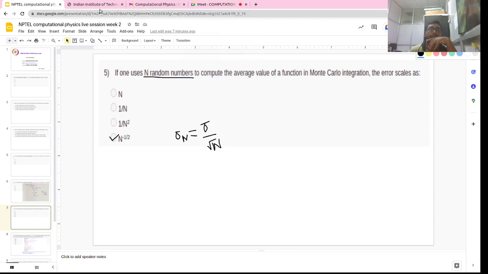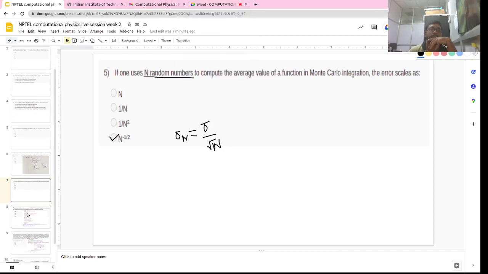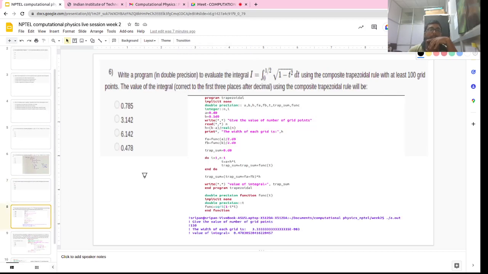Okay, sir. So let's move on to the next question. So here is a trapezoidal integration. Maybe the faculty also performed an integration in the lecture. So here you have an integrand in the form of root over 1 minus t square, and the lower limit is 0, upper limit is 1 by 2, that is 0.5. So you need to calculate this integral.